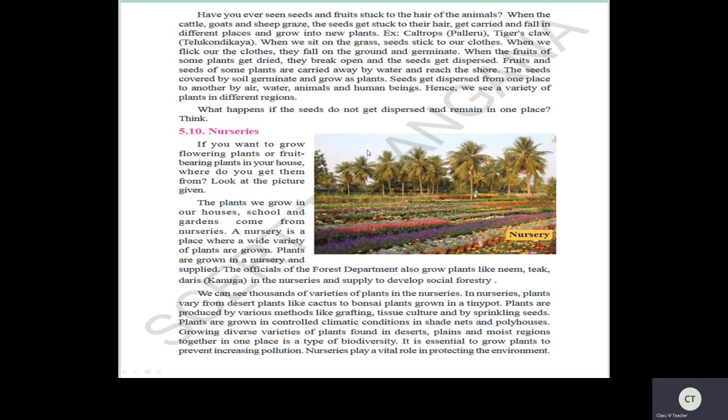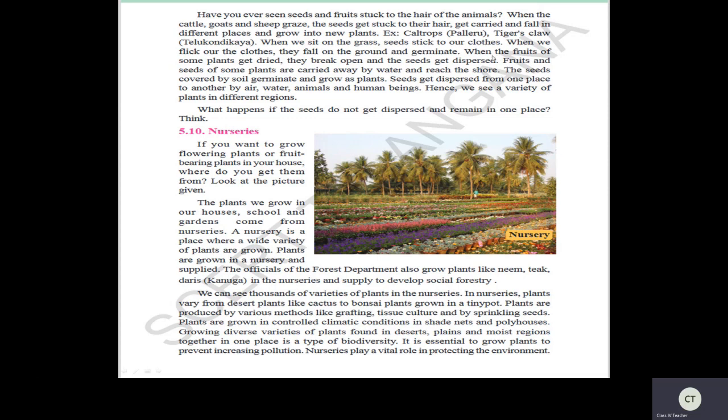Have you ever seen, when we are going to the park or somewhere and we sit there, what happens? Some seeds will stick on our clothes, right, children? Whenever these seeds stick to our clothes, they can be carried from one place to another place. Sometimes they will fall off on the ground, and they get germinated. This is how the seeds are carried from one place to another, right, children?